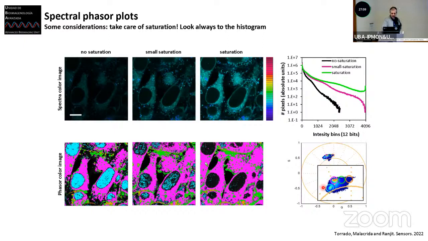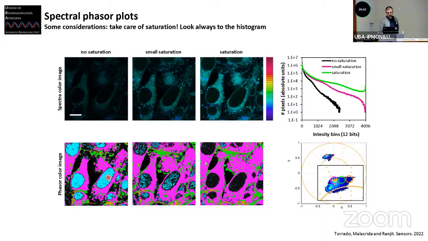If we place cursors fixed in the phasor, and we have the cloud here, you see that the recovered pseudocolor image that we got is different. And it's different because the pixels that were here are now in another place in the phasor. They changed place in the phasor because the shape of the spectrum changed, and the phasor position is sensitive to the maximum and width of the spectrum.